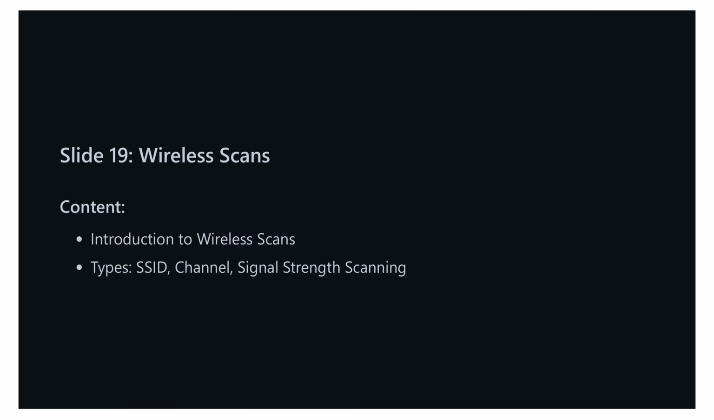Channel scanning, on the other hand, involves identifying the channels being utilized by wireless networks. This can help in understanding network congestion and in optimizing network performance. Signal strength scanning assesses the strength and quality of the wireless signal, which is crucial for ensuring reliable connectivity and diagnosing potential issues. On the upcoming slide, we'll zero in on SSID scanning specifically. We'll explore its importance, the techniques and tools used, and even see an example using Kismet, a popular tool for wireless network detection and analysis.